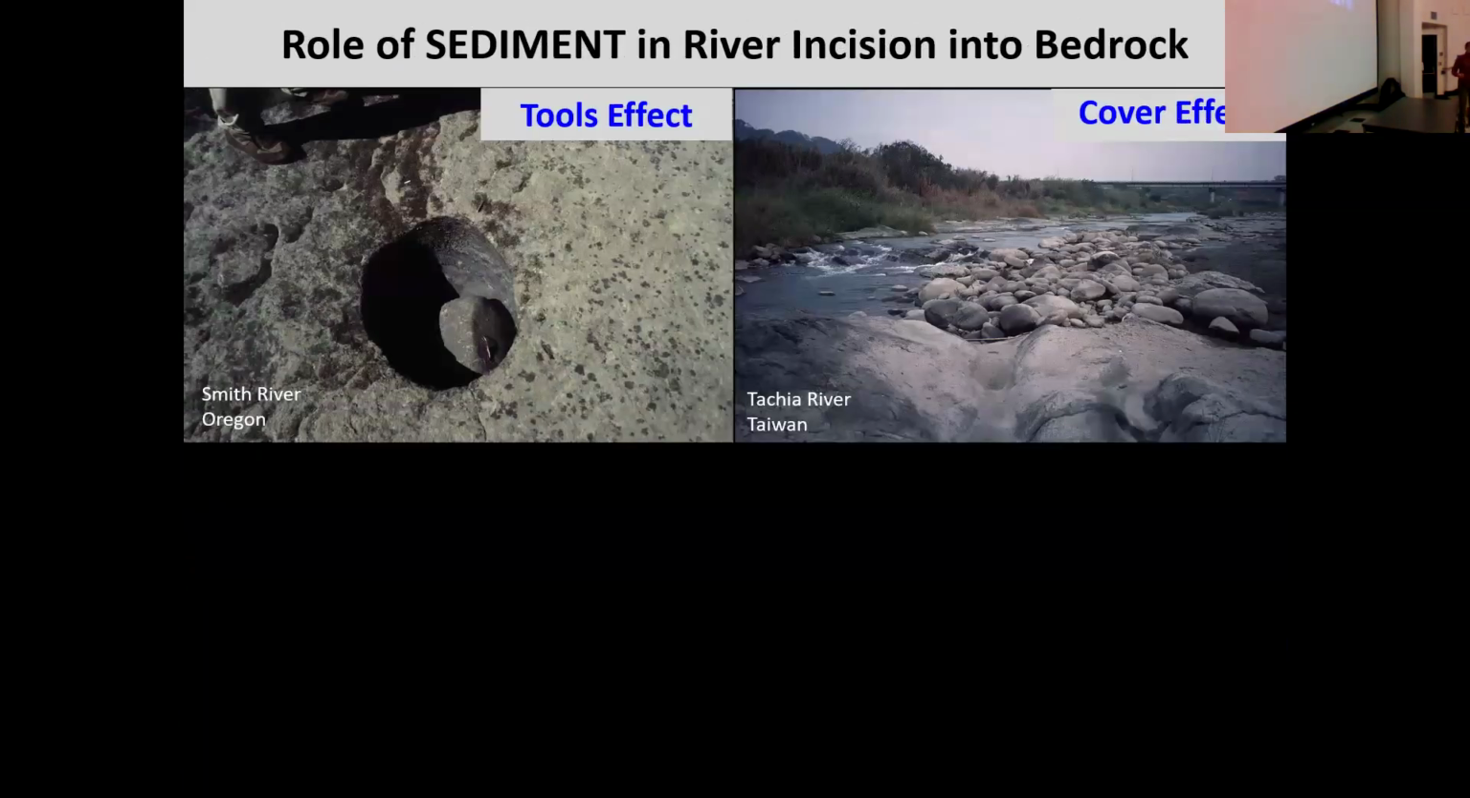And it matters in two fundamental ways. One is that sediment particles are like tools that take the energy or the momentum of the flow and concentrate it in a moment of impact where the sediment collides with the bedrock. However, if you have a whole lot of sediment, it can deposit, even temporarily, on the riverbed and protect the underlying bedrock. So there's this tools effect versus this cover effect.